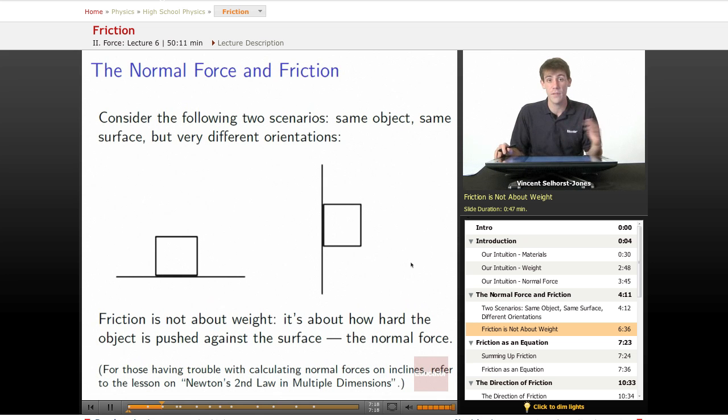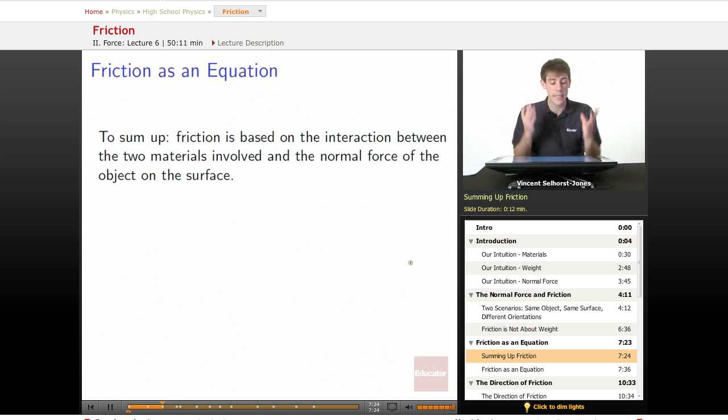And so refer to that if it's giving you any trouble, because that'll be useful in a lot of our later stuff and in this lecture specifically. All right, to sum up, friction is based on the interaction between the two materials involved in it and the normal force of the object on the surface. What kind of materials we have, how hard the pressure is. The two things, the normal force.